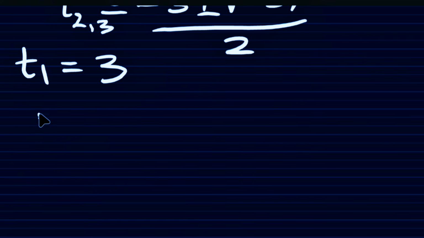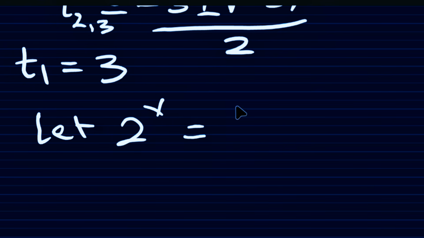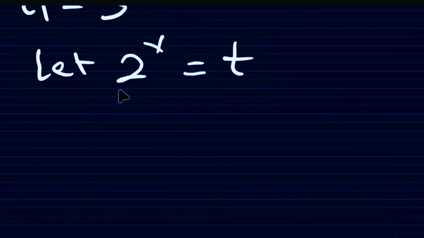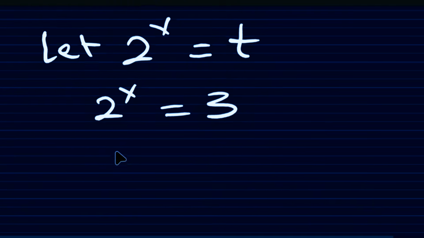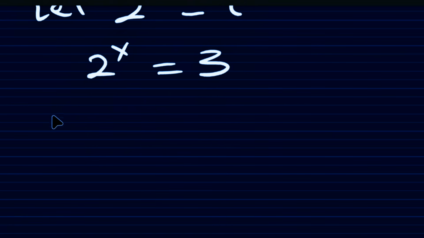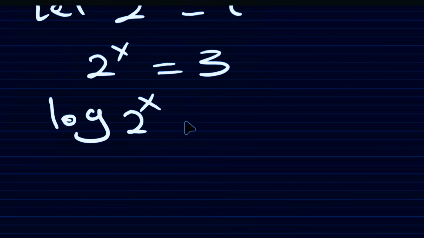Remember that we said let 2^x be equal to t, and we have gotten t to be 3. The first value of t, which is the real value, is 3. So we are just going to replace this t with 3. So we have 2^x equals 3. From here, we are going to take log of both sides. So we have log 2^x equals log 3.